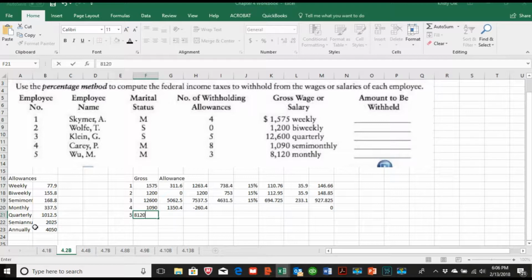So number 5 is married, receives $8,120 monthly and has 3 allowances. So we multiply 3 times the monthly rate. That gives us an amount of $7,107.50.